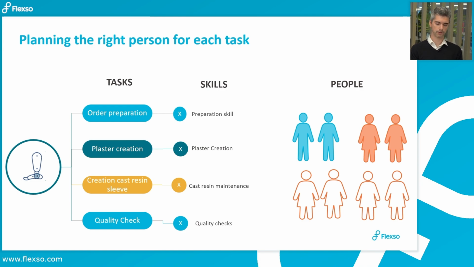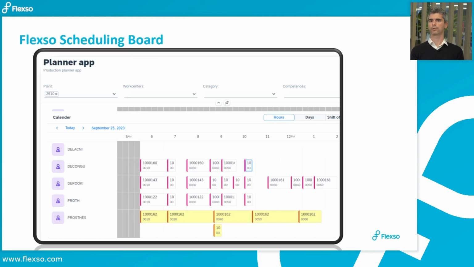And these three elements were not located in SAP. It was in Excel files, people's heads, and an HR system. So the challenge was to bring it all together in one graphical planning board. And that's how we created our own Flexo scheduling board, which is a simple Gantt chart here, to solve that requirement.